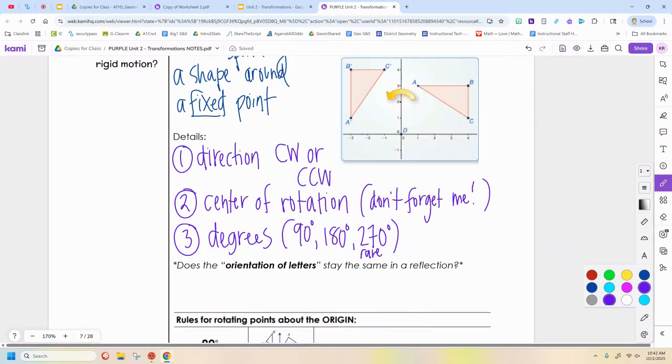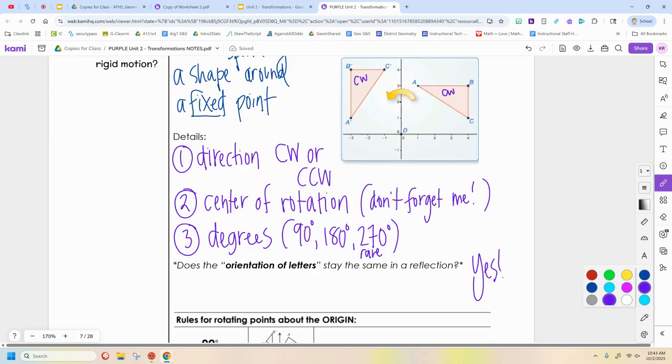So orientation of the letters, does it stay the same or does it change in a reflection? So we go up here, and this is where things get a little bit goofy because we're doing rotations about the origin, we're doing rotations within the shape kind of, but you're just looking at the letters. So A, B, C, A, B, C. This is clockwise, right? So that's why I like to put that information inside the shape. Does that make sense? And then this one, A, B, C. Is it still clockwise? Yes, it is. The only one that's going to change it is reflection. So the answer is yes.